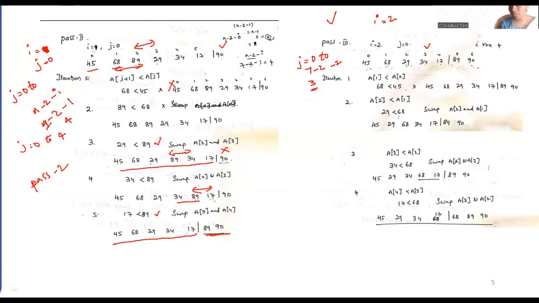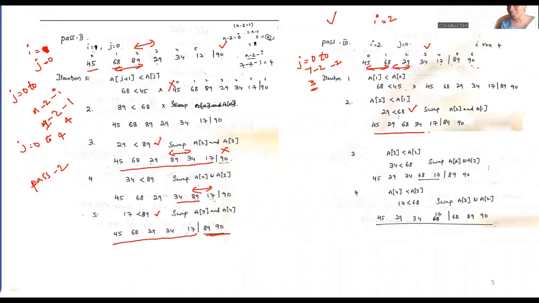So now you can take these two elements and compare: 68 is less than 45? Condition failed. So the same list remains. And then after that, these two elements are compared, 29 and 68. So 29 is less than 68. The condition is true, so we need to swap. After the swap, we get the list as 45, 29, 68, 34, 17.